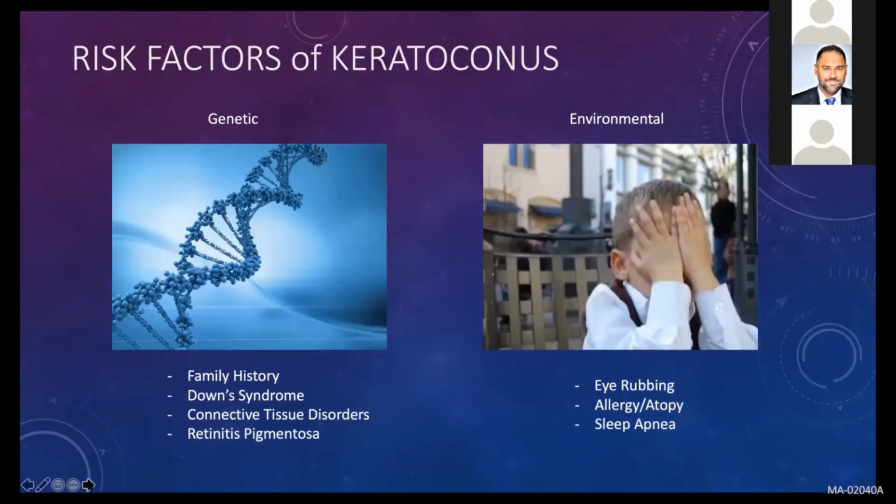So some of the risk factors for keratoconus can be broken up into genetic versus environmental. With genetic, there's typically an indication of a family history. It can also be related to Down syndrome, connective tissue disorders, retinitis pigmentosa, and environmentally it can be exacerbated by things such as eye rubbing, allergy or atopy, or sleep apnea.